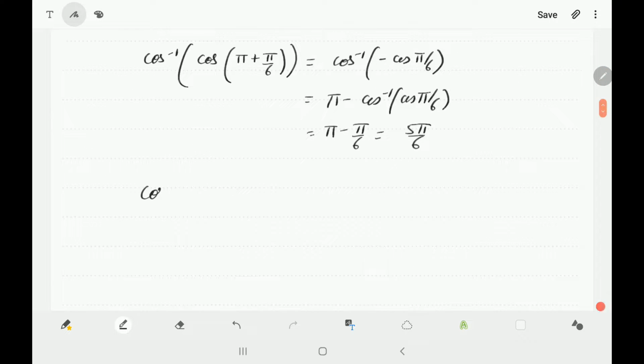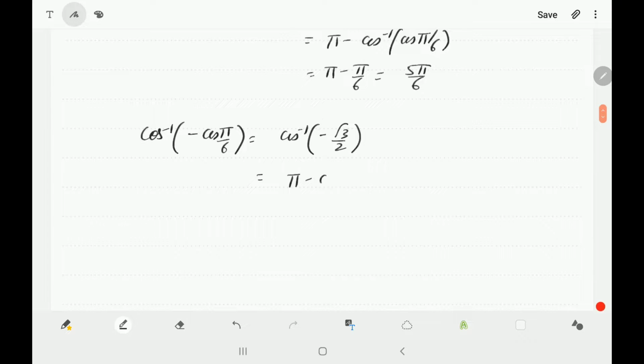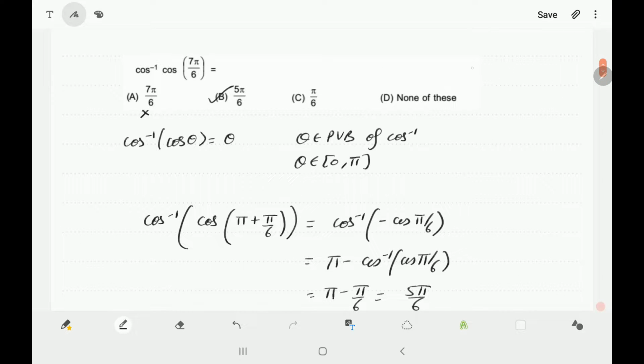The second way you can do it is cos of pi plus pi by 6 will give us minus cos pi by 6. Now you can write the value of this. So this will be cos inverse of minus cos 30, which is minus root 3 by 2. Now to calculate cos inverse of minus root 3 by 2, you will write pi minus cos inverse of root 3 by 2. Now you already know that cos inverse of root 3 by 2 is pi by 6, because cos 30 is sin 60, which is root 3 by 2. So the answer will be pi minus pi by 6, which is 5 pi by 6. So the answer for this problem will be option B.